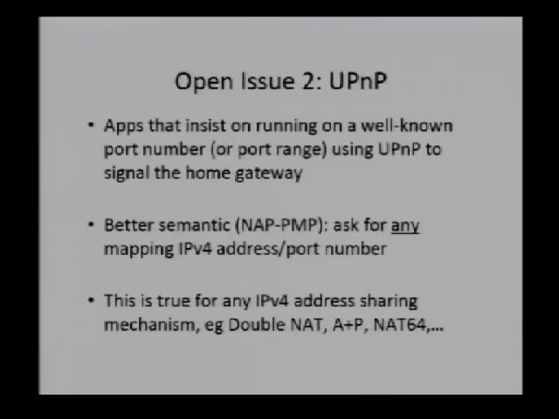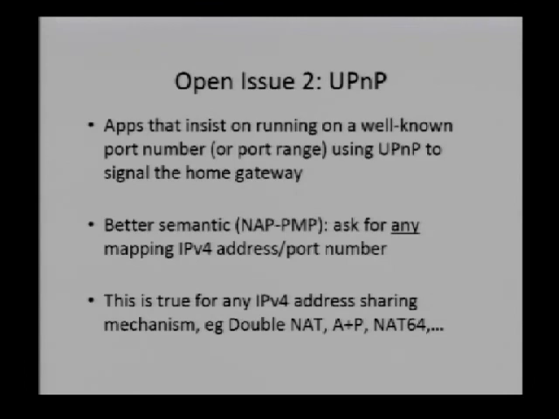UPnP is going to be a serious issue. The semantic of many applications using UPnP is, I want port number 6,000, and whoever has port number 6,000 in my house is going to go away, and I'm going to take its place. And please, router, forward port number 6,000 to me. Well, this doesn't work when you are sharing port numbers with somebody else outside of your household. The NAT-PMP semantic is somewhat better. It says, I would like port number 6,000, but if it's not available, I can work with anything else.